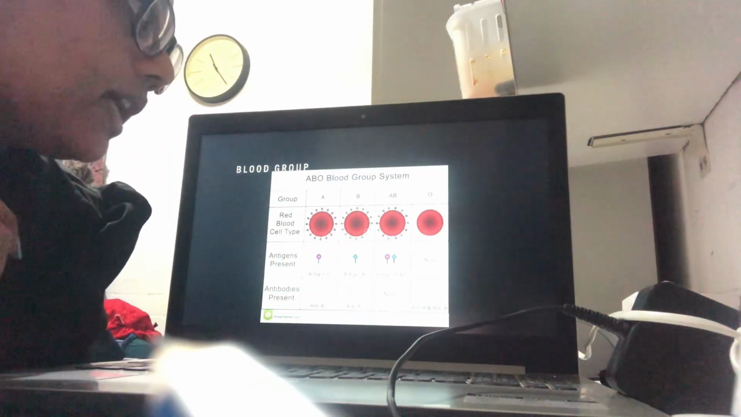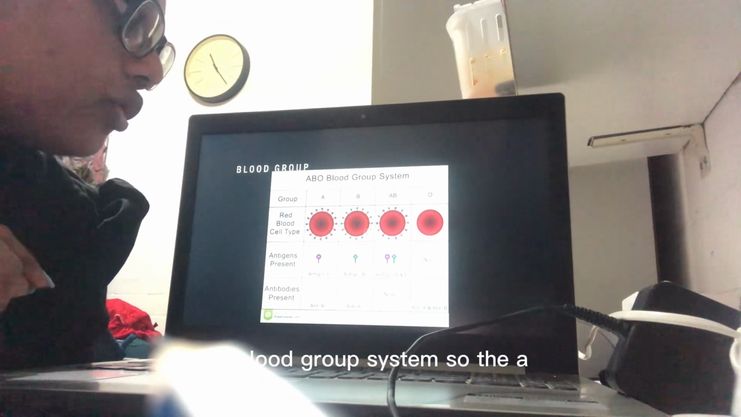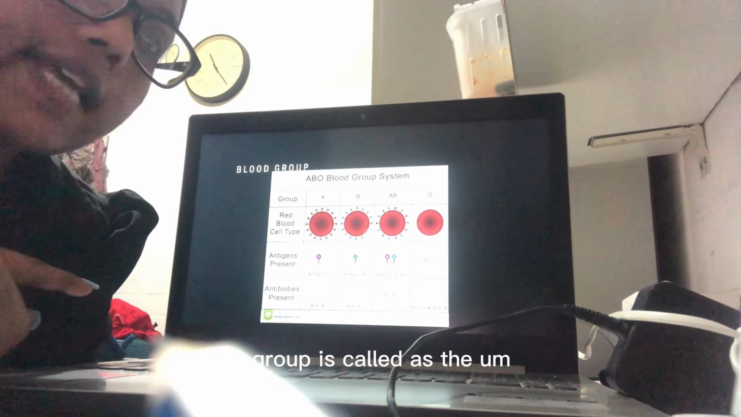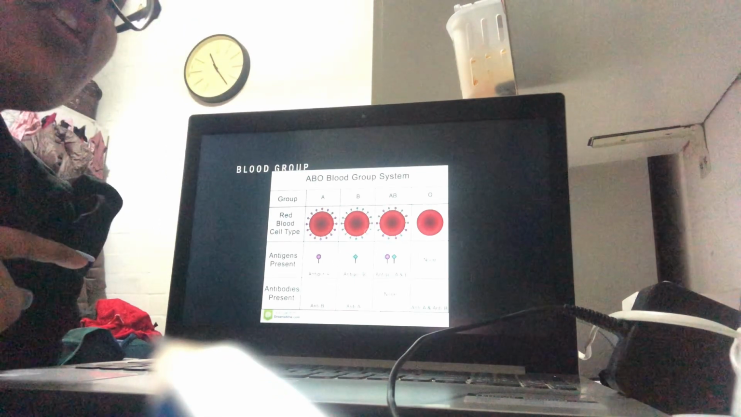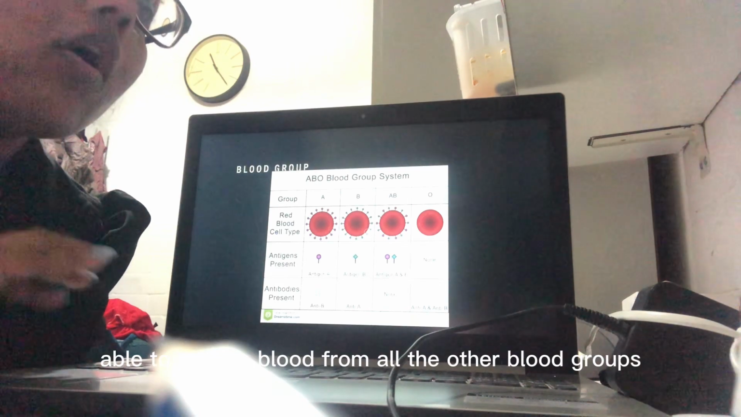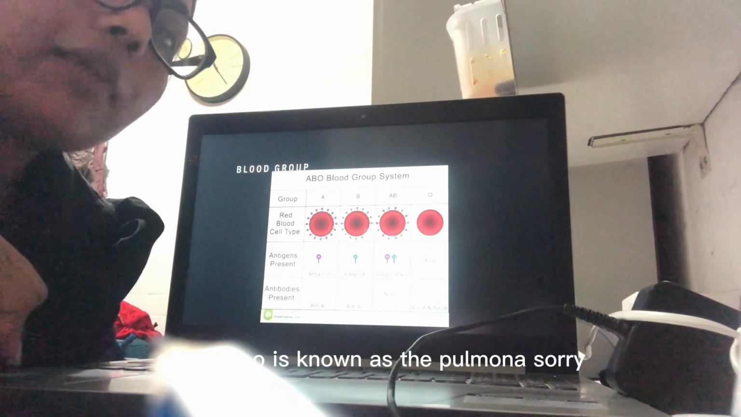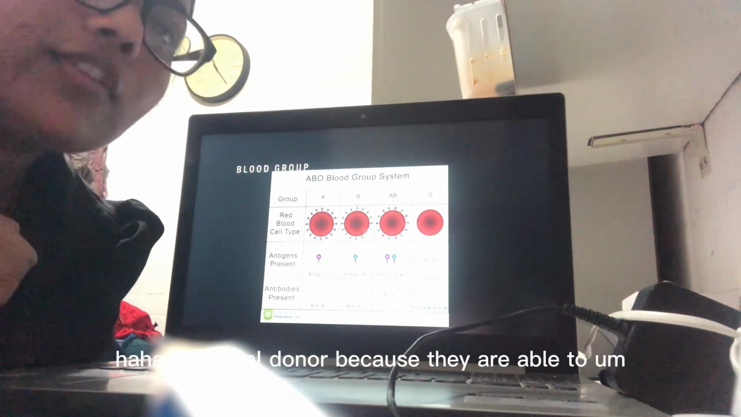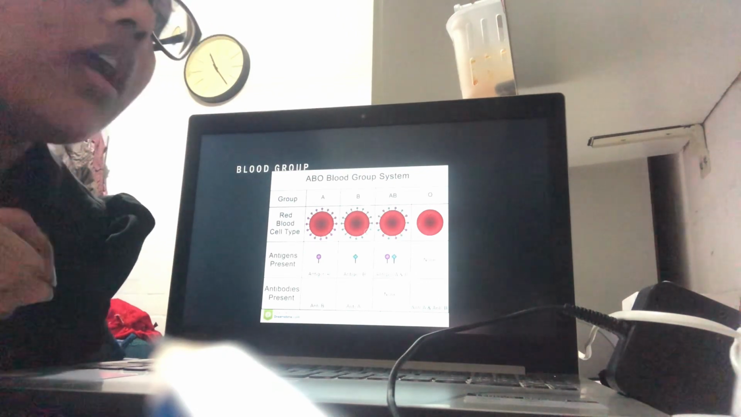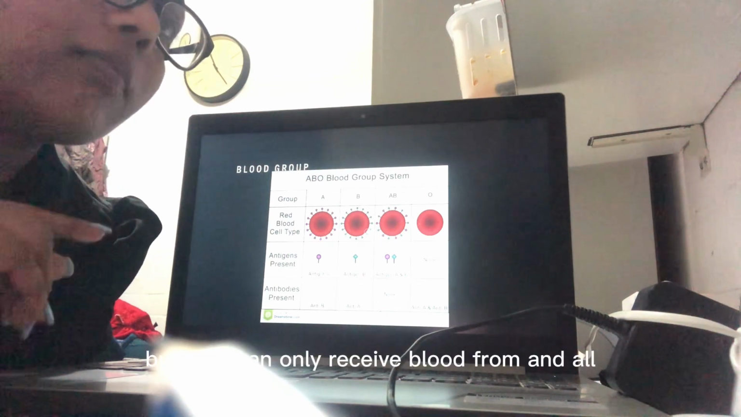Next up, we are going to look at the ABO blood group system. The AB group is called the universal recipient because they are able to receive blood from all the other blood groups. And O is known as the universal donor because they are able to donate blood to everyone else, but they can only receive blood from O.